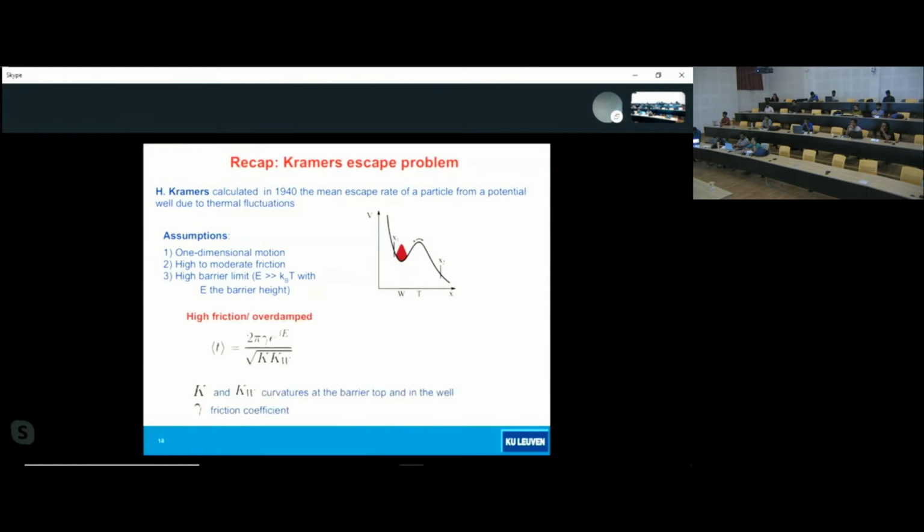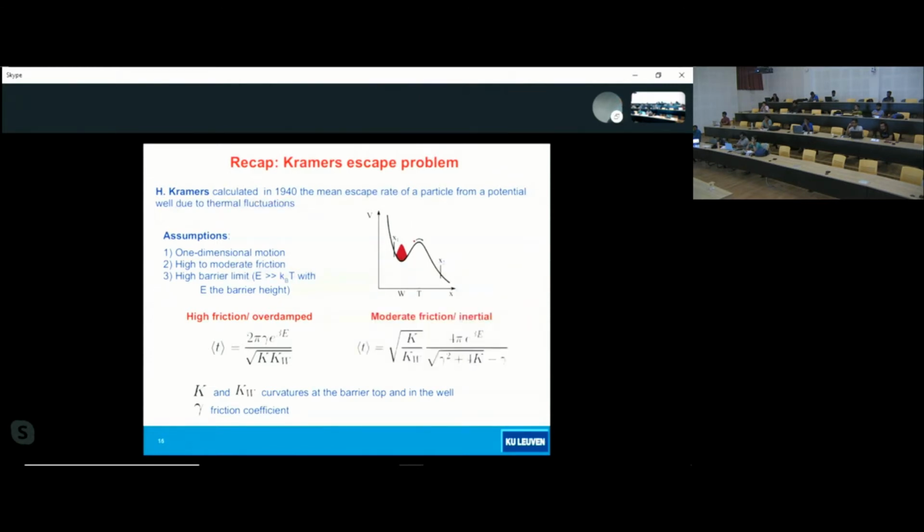This is the high barrier limit. And this is the classical result of Kramers. In the high friction limit, the average crossing time is exponential in beta E, the barrier height. This is also known from Arrhenius, and there are some prefactors. K and KW are the curvatures. I should have used KT for the curvature at the top of the barrier. KW is the curvature at the bottom, and gamma is the friction coefficient.